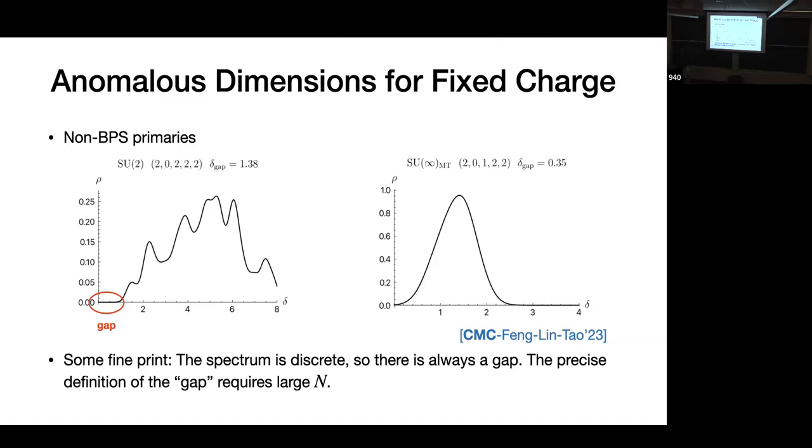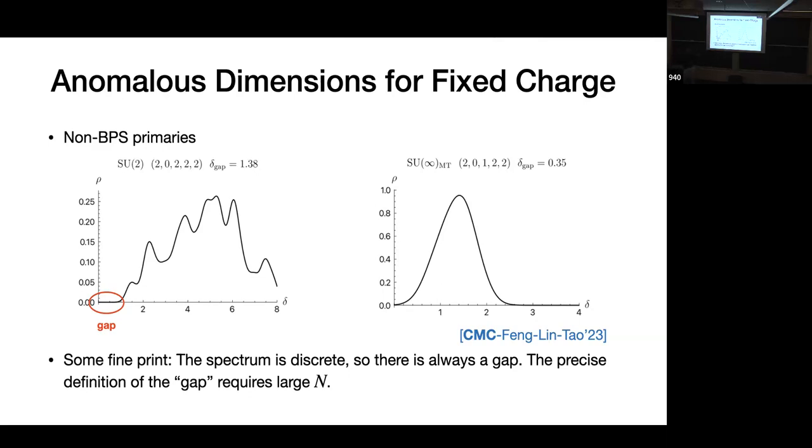So the previous plot is for all operators, and we can also organize the operators in terms of the multiplets. Here I only plot the primaries. And again, it looks like there's a gap, and there is no gap for the SU infinity case. And there is some fine print. Basically, the spectrum is discrete, so there's always a gap.